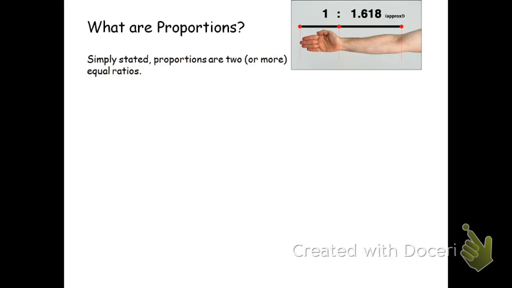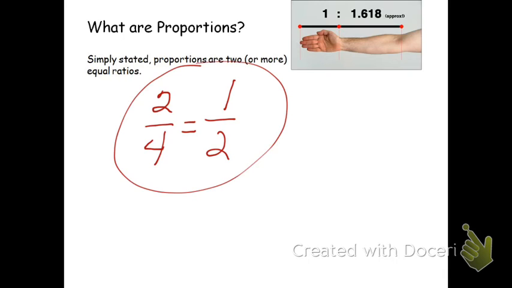Proportions then are simply two or more equal ratios. If you look over at the picture on the right, human beings' bodies are proportional. In other words, the ratio of the hand to the forearm, in this case, is 1 to 1.618. That ratio would be the same in just about every human. So if I write out a proportion, let's say I have the ratio of 2 to 4. Well, a ratio that's equal to that is 1 to 2. We now have a proportion, two equal ratios.